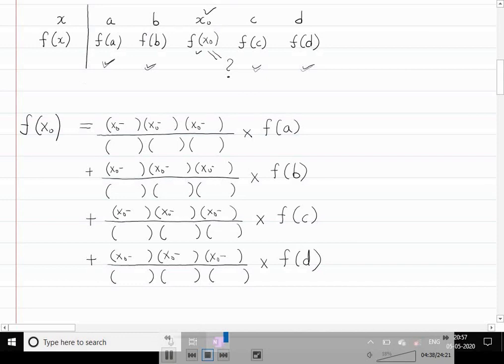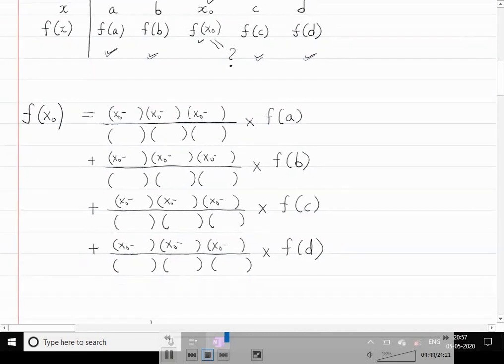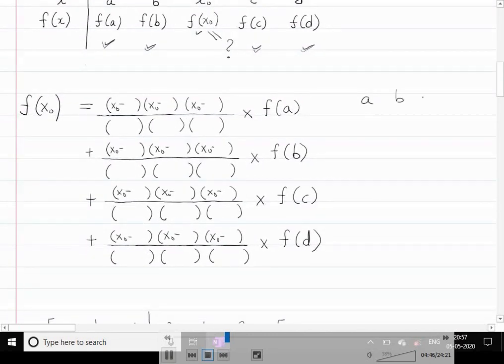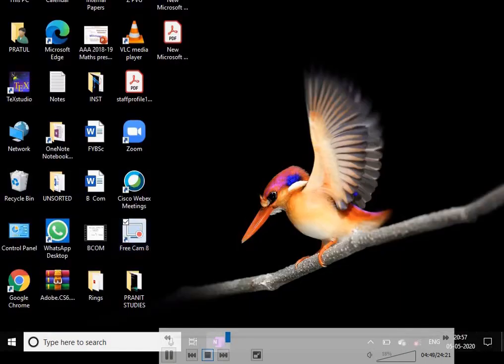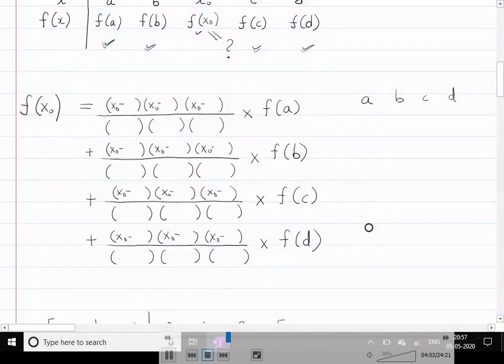Then next, in the first line, the term is related to a, so other things are b, c, d. I will not write a there, but I will write b, c, and d there. The second line is about b, so I will not write b, I will write a, c, and d. The third line is about c, so I will write a, b, and d. And in the last line d isn't there, so I will write a, b, and c.